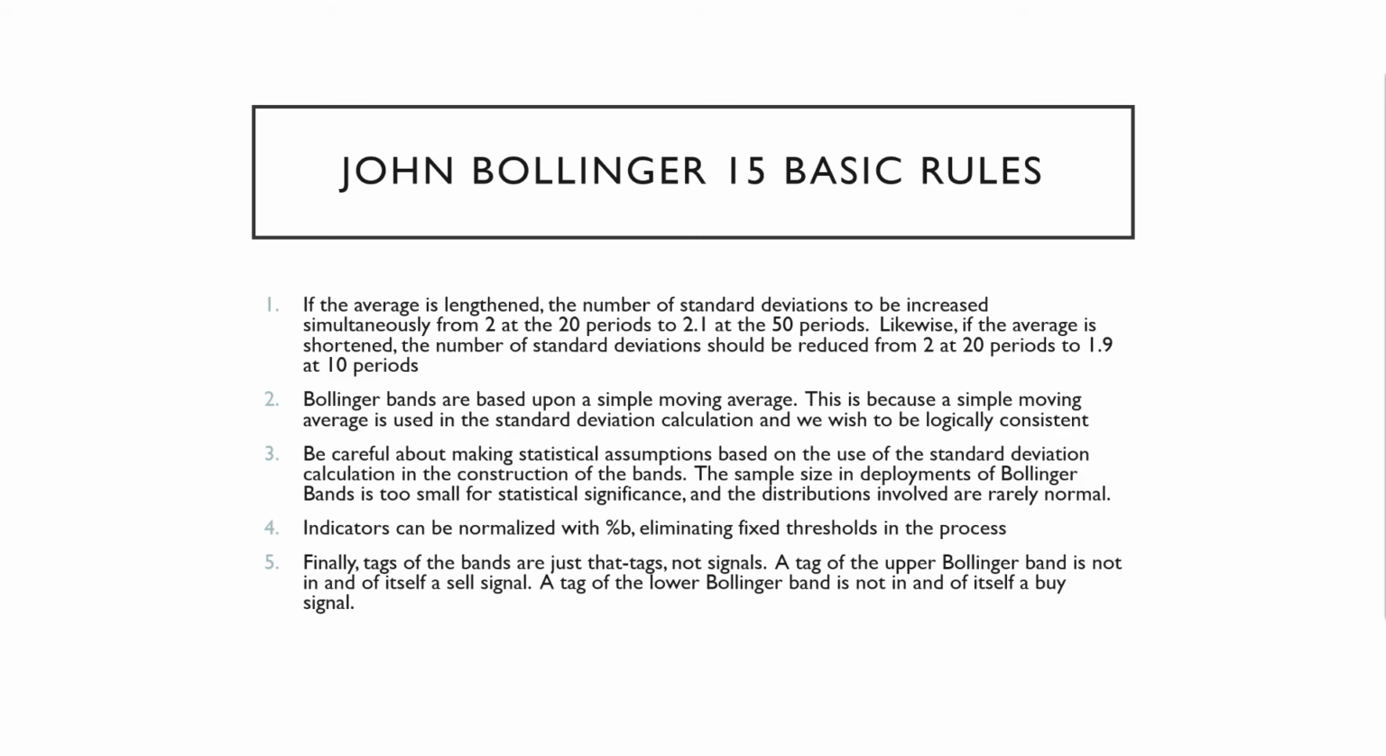Number 13, be careful about making statistical assumptions based on the use of the standard deviation calculation in the construction of the bands. The sample size and deployments of Bollinger Bands is too small for statistical significance, and the distributions involved are rarely normal. Indicators can be normalized with %B, which is another indicator he created, eliminating fixed thresholds in the process. So check out the %B if you want to use that in conjunction with the Bollinger Bands he created.